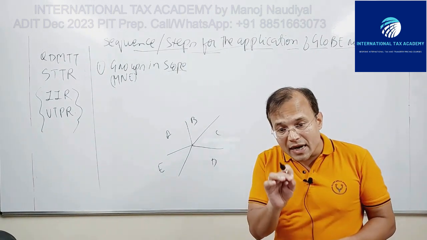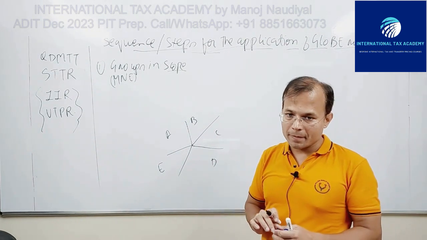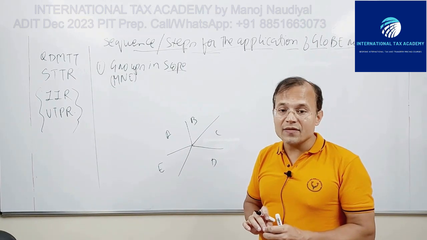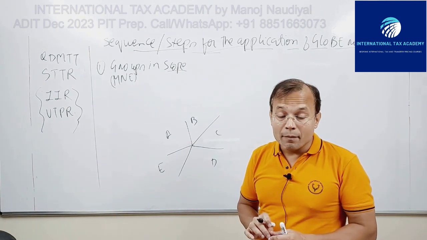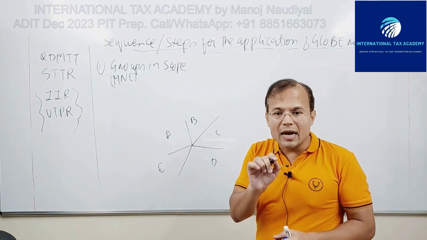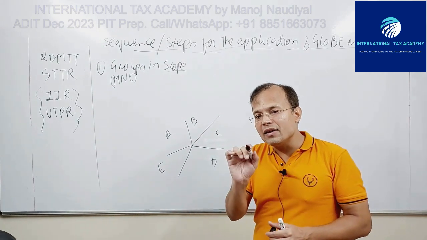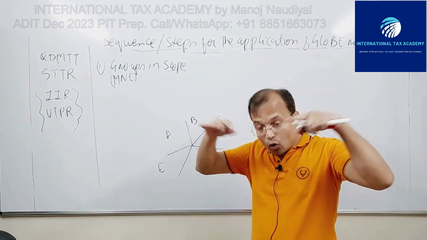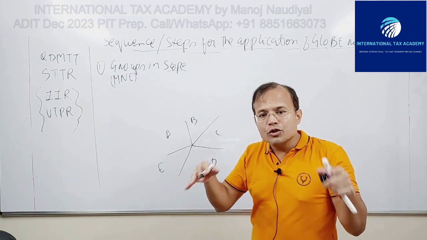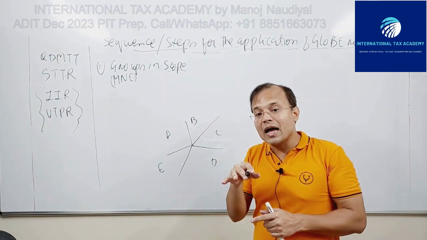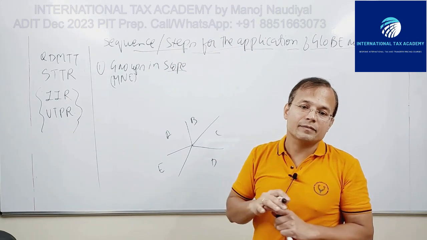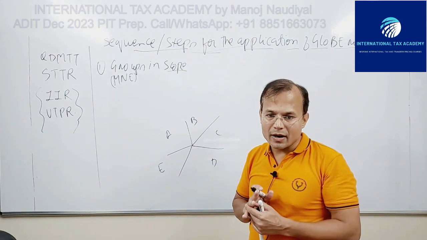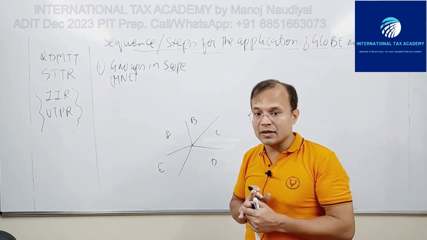Location of each entity within that group. Why? Because you should remember that the objective is that every M&E, the group as such, should pay 15% tax in every country in which they operate. Right? This is the objective.